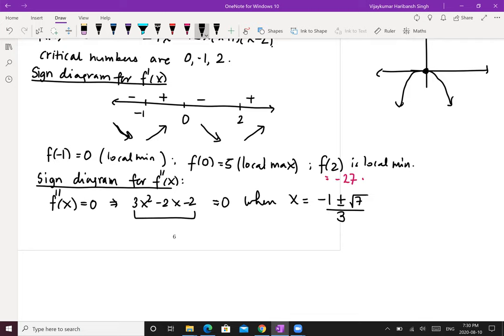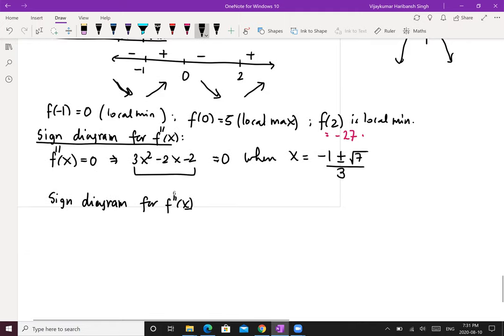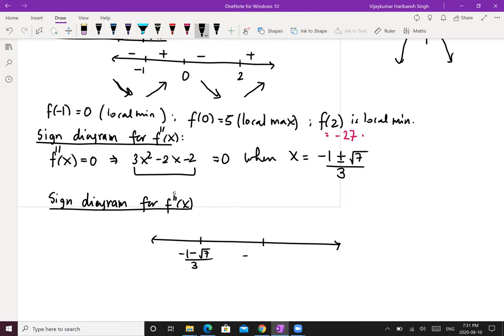So now we need to look at the sign diagram for f double prime, so concavity. So how does that go? You draw a straight line like this. You mark where the second derivative becomes zero or does not exist. That's important. Here in this case, we do not have a case of does not exist. So we have minus 1 minus root 7 by 3, minus 1 plus root 7 by 3.